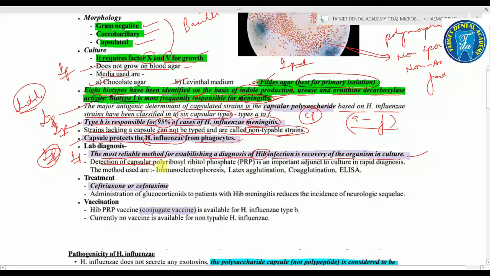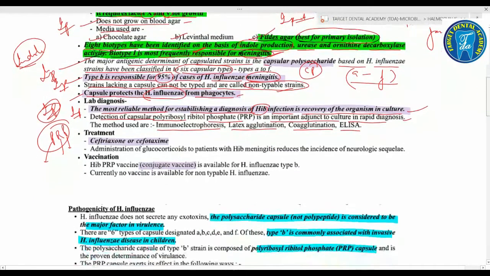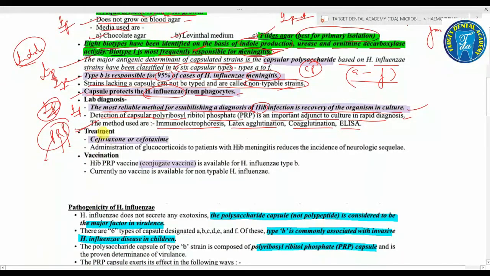The detection of the capsular polyribosyl ribitol phosphate, which is the PRP, is an important adjunct to culture in the rapid diagnosis. The methods used are immunoelectrophoresis, latex agglutination, coagulation and ELISA. Right, so these are the methods. The treatment is cefotaxime and ceftriaxone. These are the two drugs of choice.